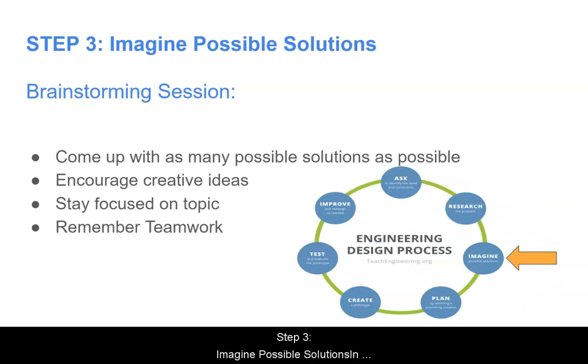Step 3. Imagine possible solutions. In this step of the engineering design process, individuals working on the project start to come up with as many ideas and designs as possible. By the time this step is over, there will be many possible designs for the group or individuals to choose from.